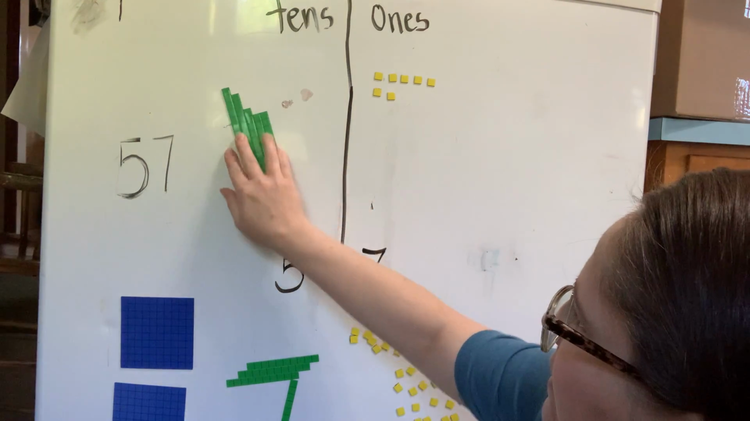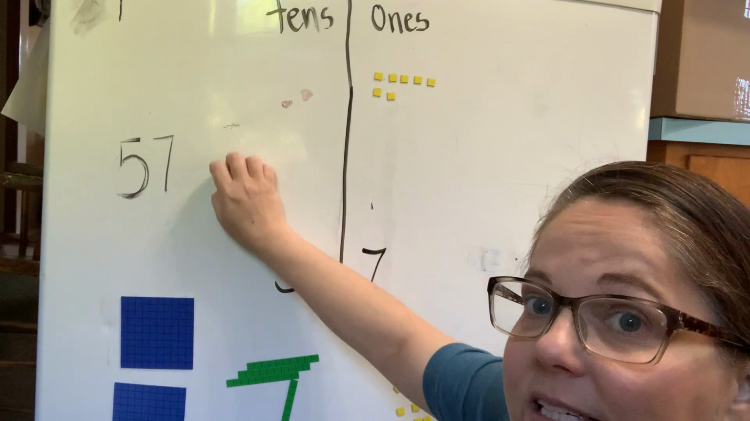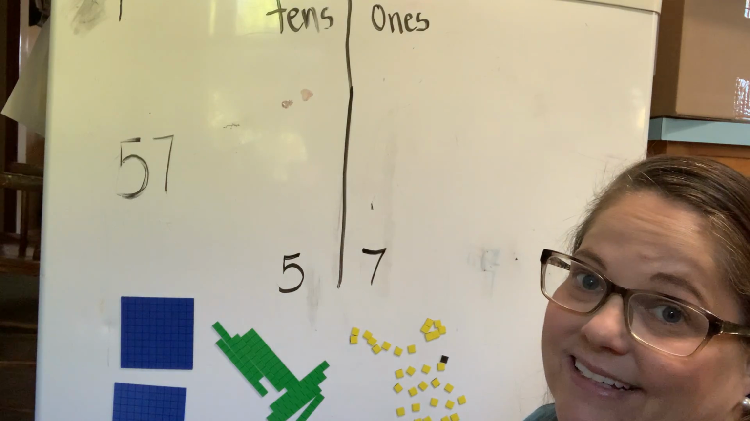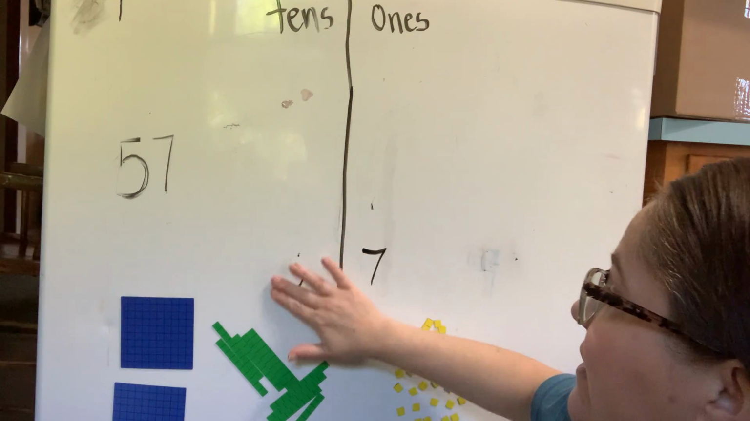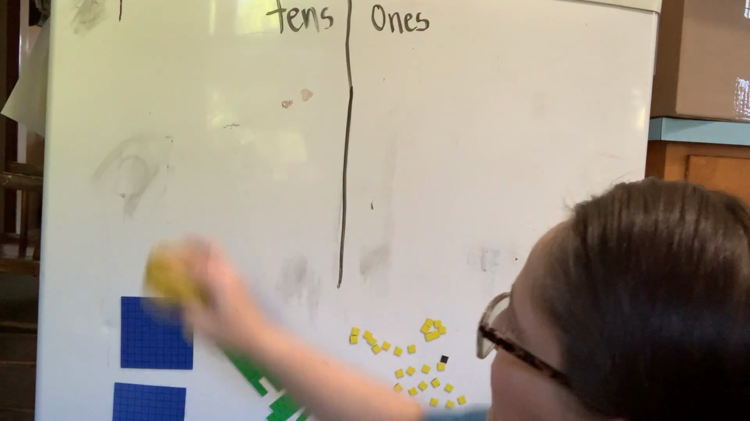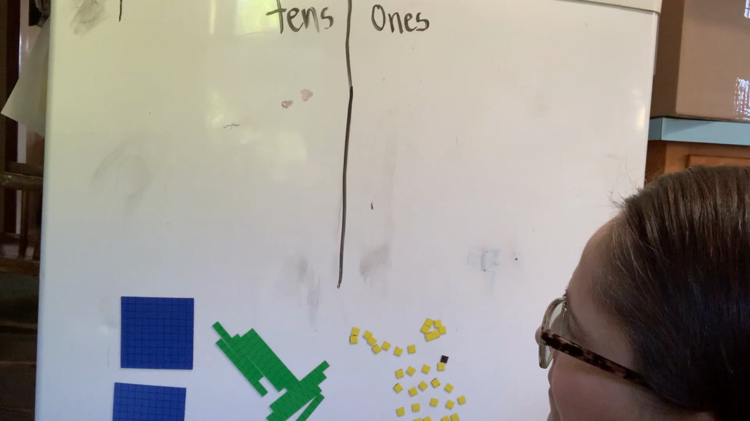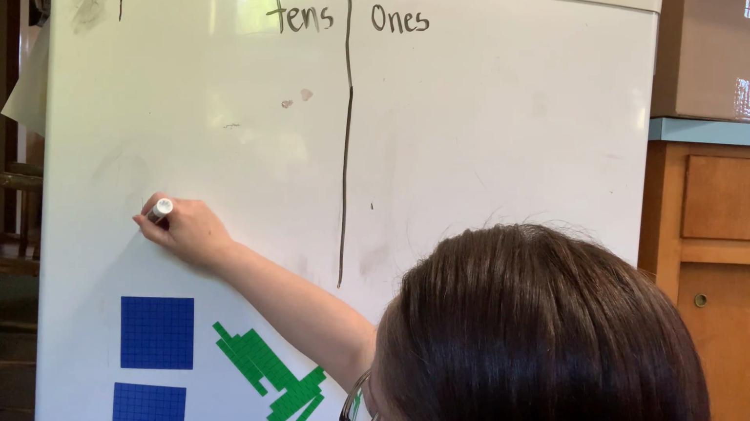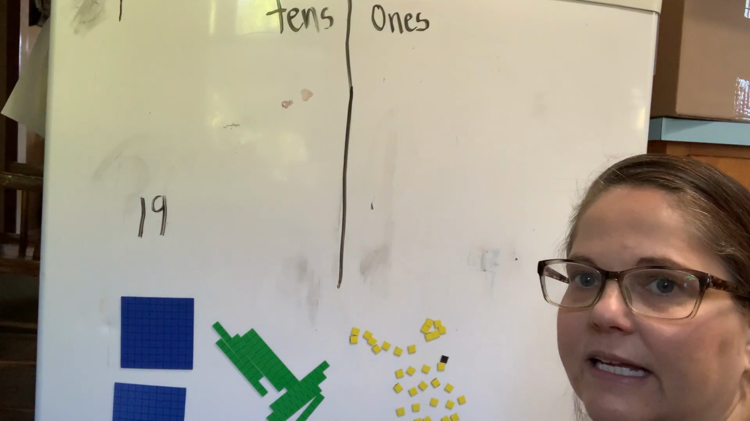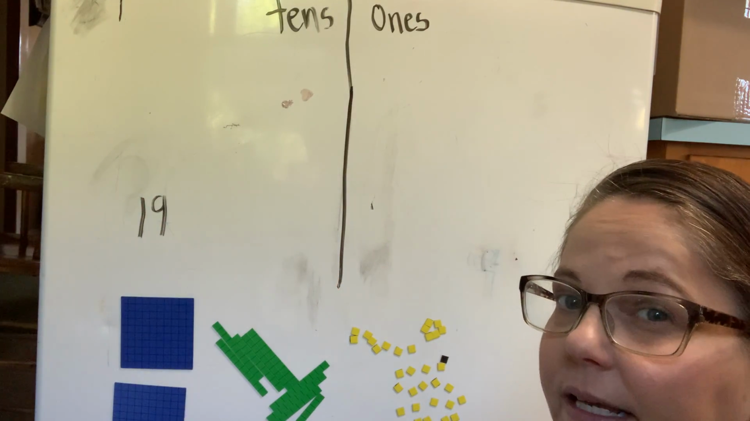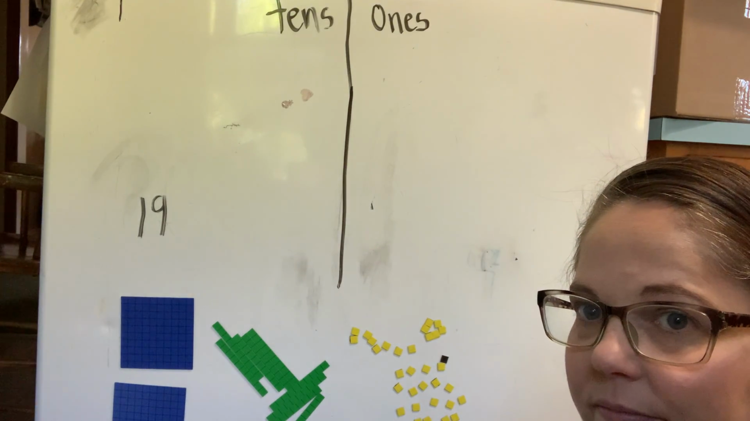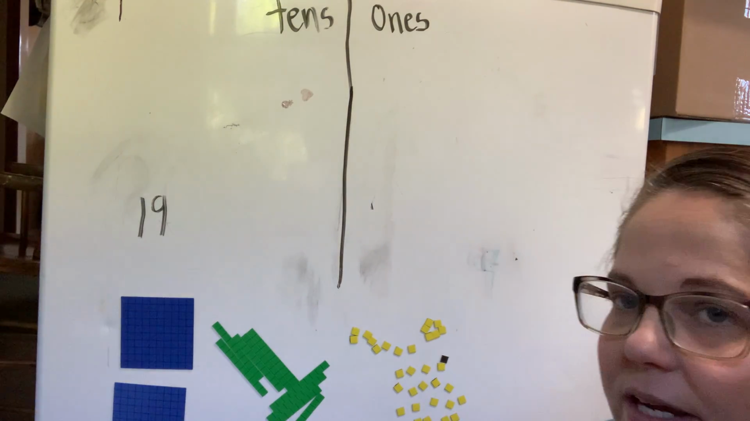Let's try, ooh, this might be a little tricky. Let's try the number 19. 19. So when you see this, it's a 1 and a 9. 19. So you are going to need a 10. So let's check this out.